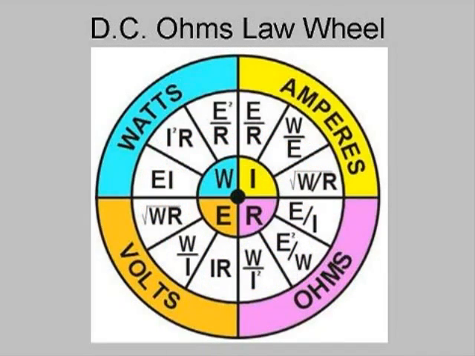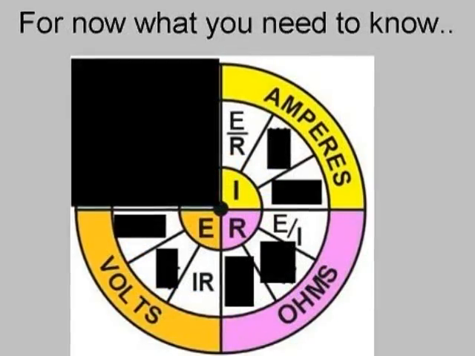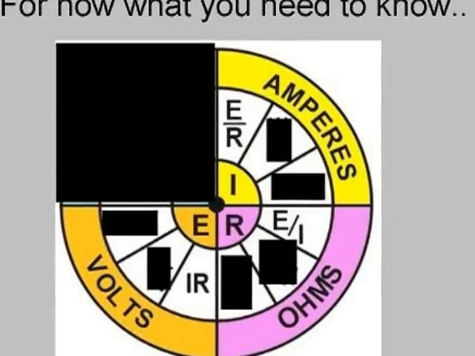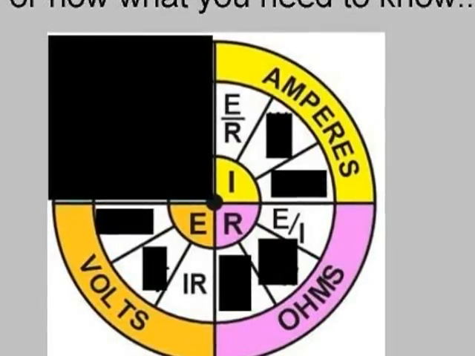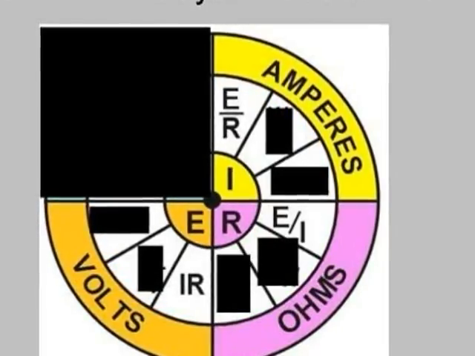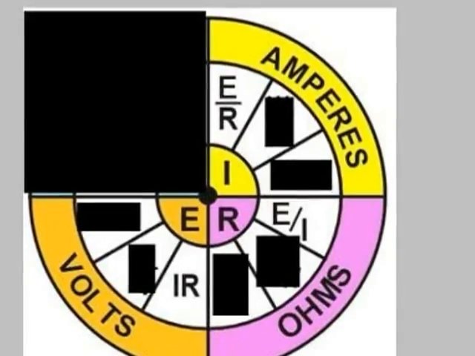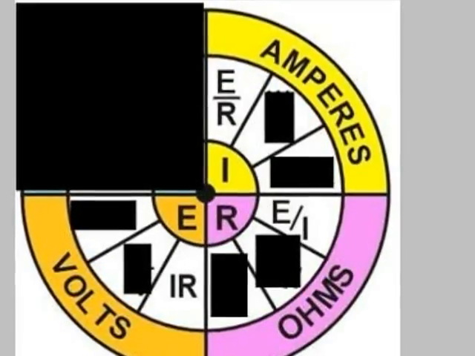This is what we call the direct current Ohm's Law wheel. With this wheel, we can solve any DC circuit using simple math. For now, we're only going to focus on three different formulas. At the 1 o'clock position, we have amperes. We can determine how many amps we should have by dividing our volts by our resistance.